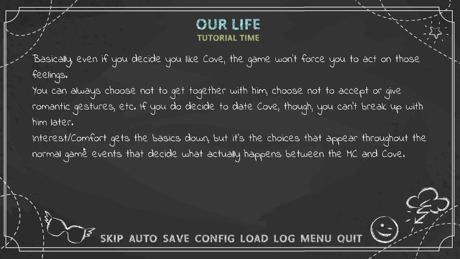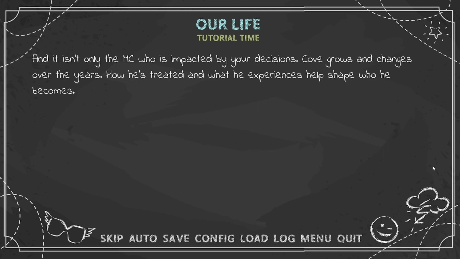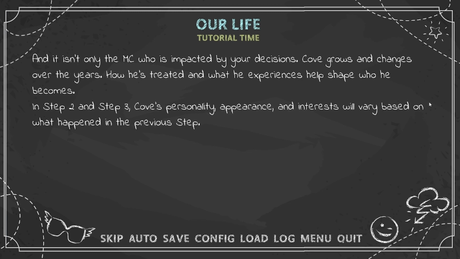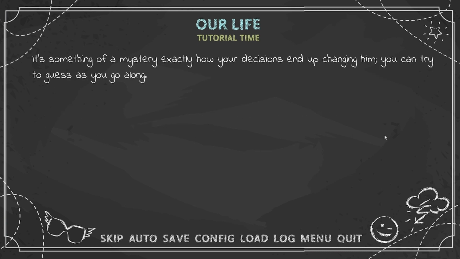Commitment. Interest comfort gets the basics down, but it's the choices that appear throughout the normal game events that decide what actually happens between the MC and Cove. And it isn't only the MC who's impacted by your decisions. Cove grows and changes over the years. How he's treated and what he experiences help shape who he becomes. In steps 2 and 3, Cove's personality, appearance, and interest will vary based on what happened in the previous step.